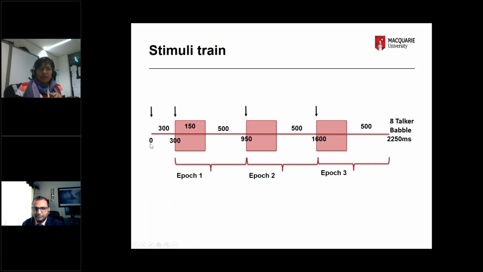Just to give you the timing, I'm going to show you these arrows throughout my graphs. This is where the noise began at 0. 300 milliseconds later, the first DA. 500 milliseconds later, it was 10% of the time DA. And then again, 500 milliseconds later, another DA maybe. And then 500 milliseconds later, the noise started. Then we gave a short gap and started again.